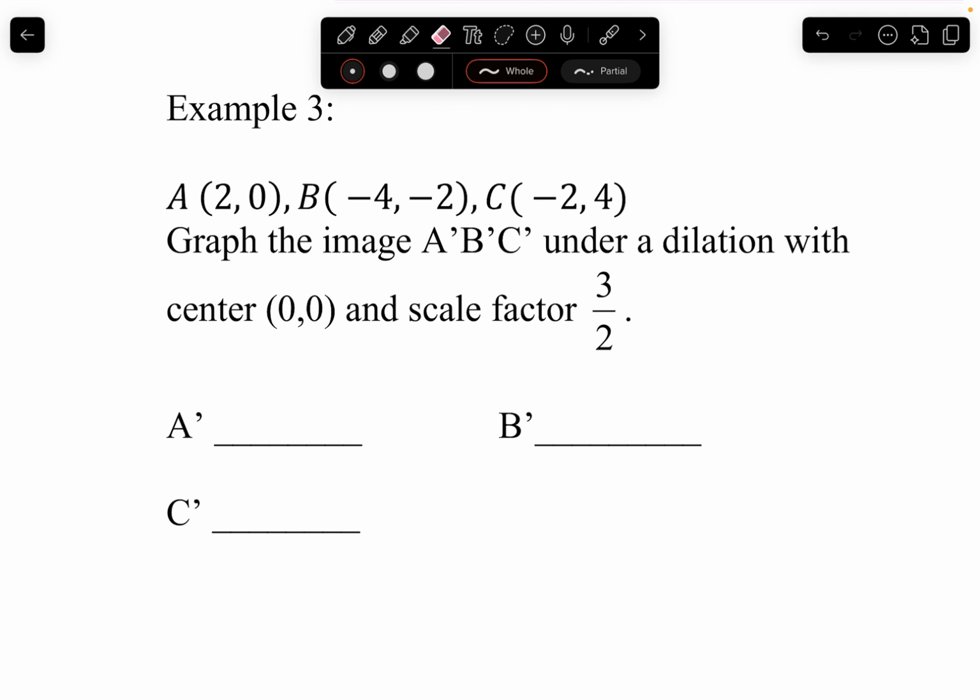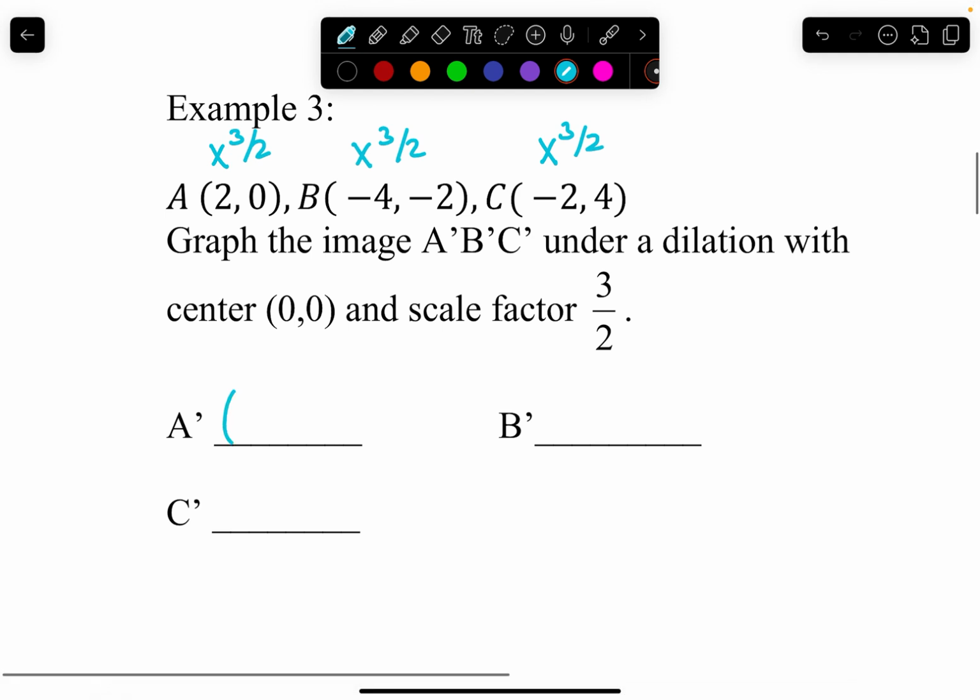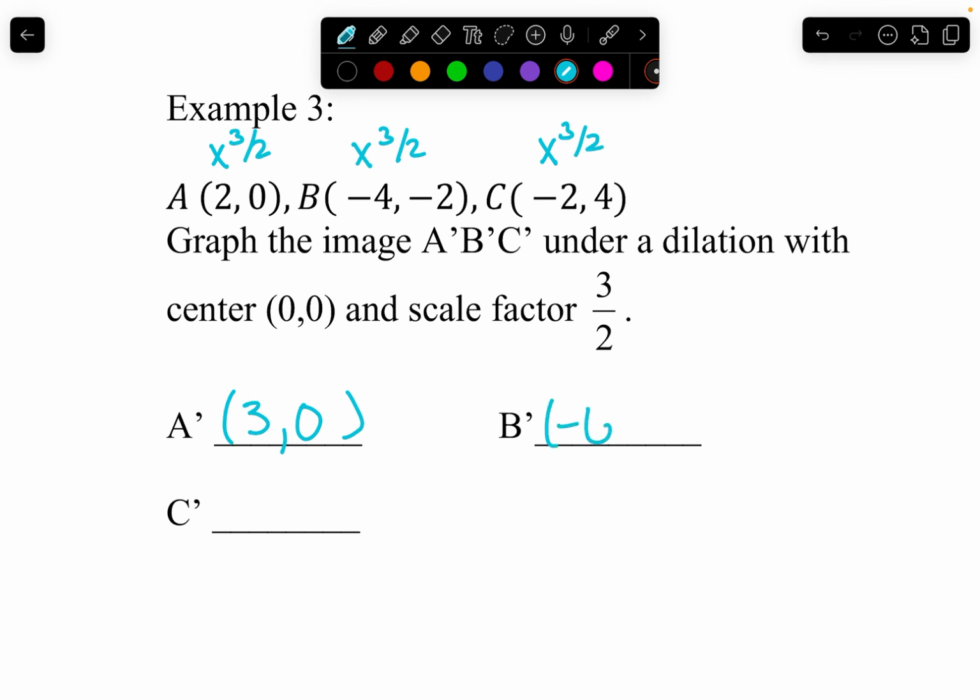But because my center of dilation is at the origin, all I have to do is take each one of my coordinates and multiply both the x and the y by 3/2. And I'm just going to do that. And then if you want to graph it, fine, but I'm not going to because I'm lazy. All right. So when I do that, 3/2 times 2 gets me 3, and then 0 times anything is just 0. -4 times 3/2 is -12/2, which is -6. And then -2 times 3/2 is -3.